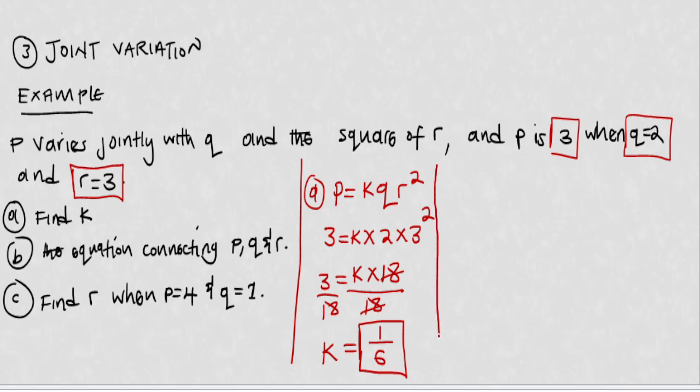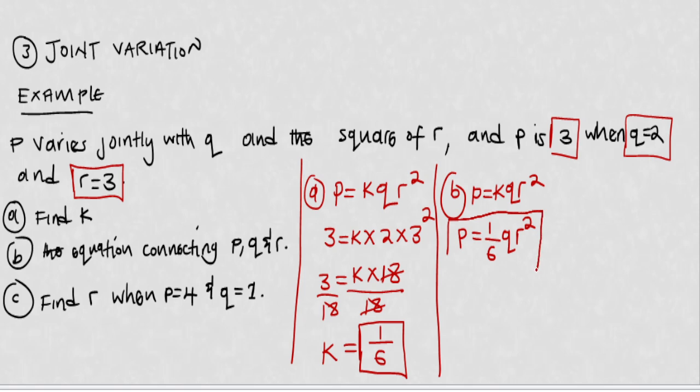Now that the value of k has been found, we go to the second one, which is asking us to find the equation connecting p, q, and r. Now remember, the initial equation is as follows. So the initial equation is p is equal to k q r squared. Now p is equal to, the value of k is 1 over 6, so I'll put 1 over 6. Then I'll leave out the q and r squared. So this is the equation that is connecting p, q, and r.